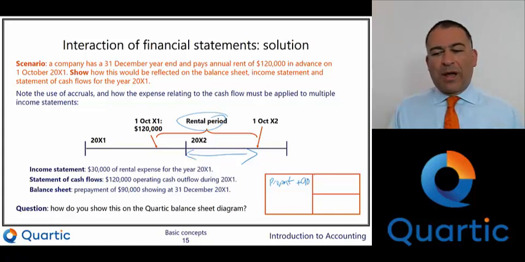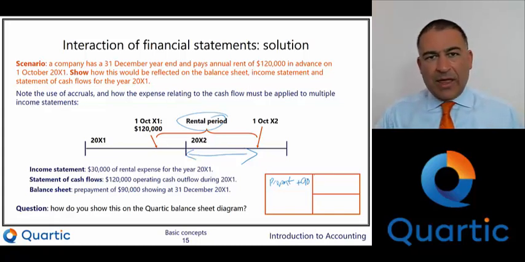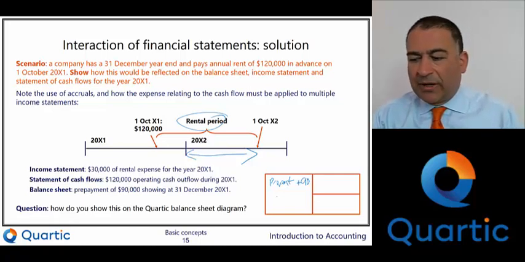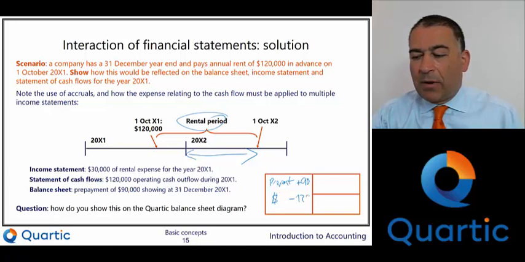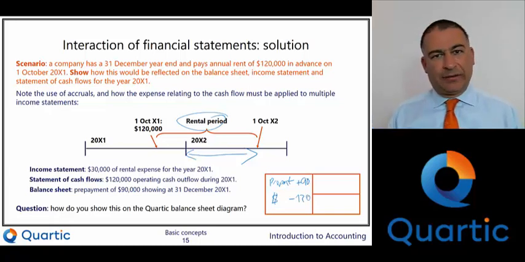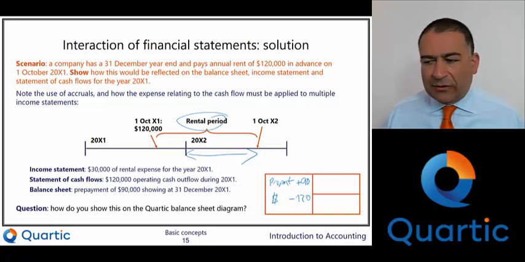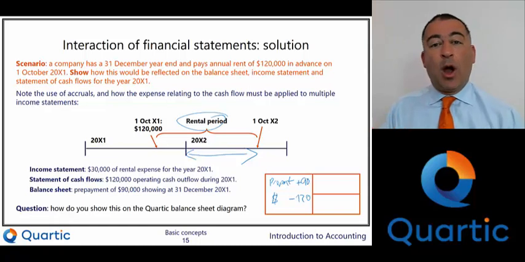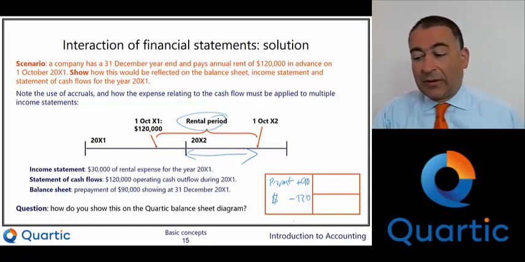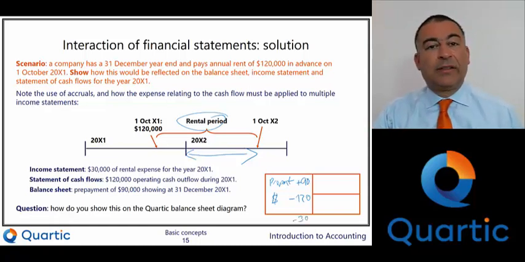Now, what about the cash flow statement? That's going to affect the cash balance. So here's cash on the balance sheet. That's going to go down by 120,000. So cash goes down by 120,000. Now you may say, well, now total assets, it's gone up 90, down 120, overall is down 30. So overall assets are down 30.